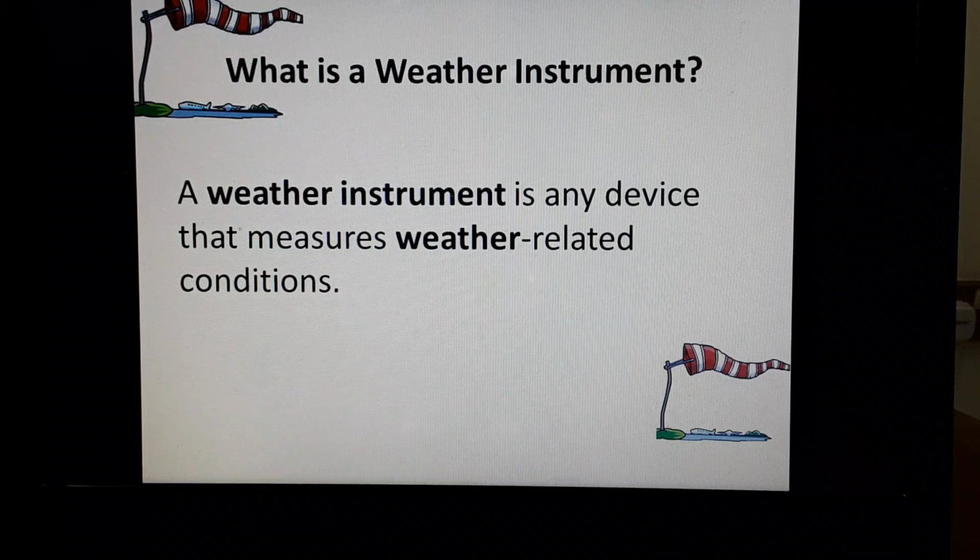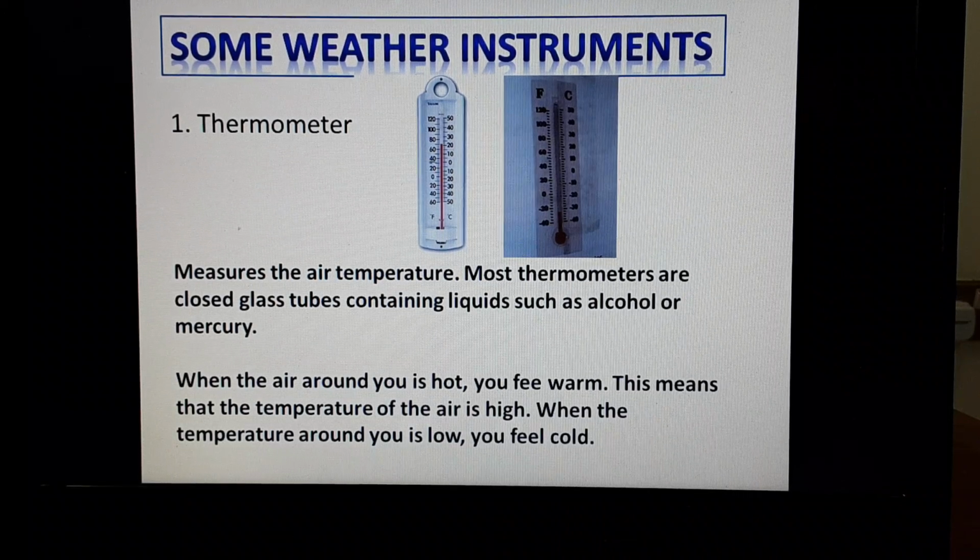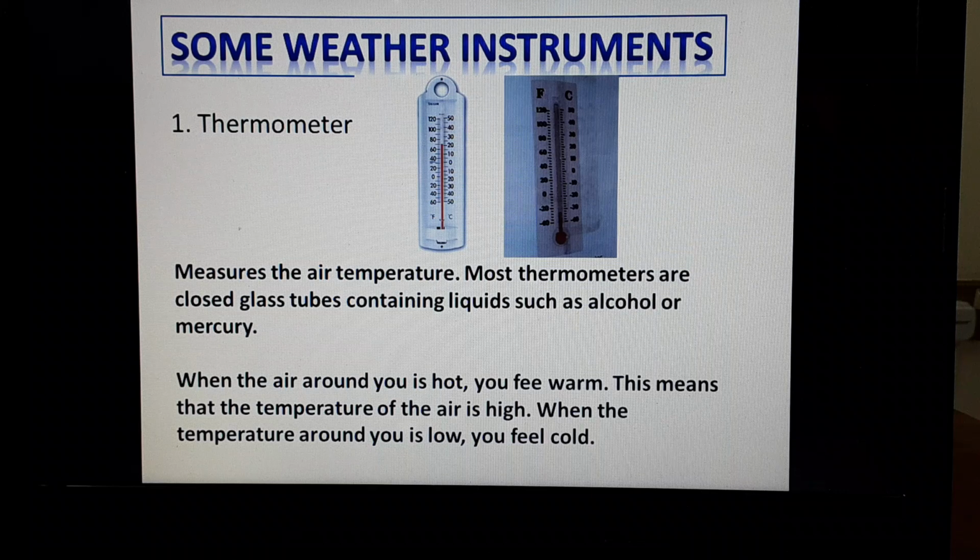So these people use weather instruments. What are some of the weather instruments that they use? The first one is the thermometer. So look at the picture. That is a sample of the thermometer. It's different from the body thermometer that we use in the hospital, or sometimes have at home to check our body temperature.